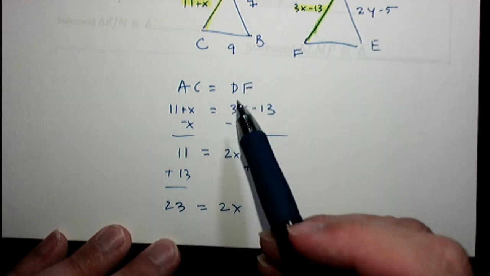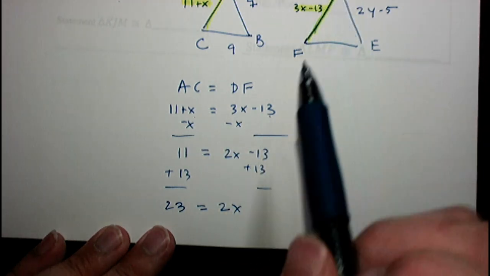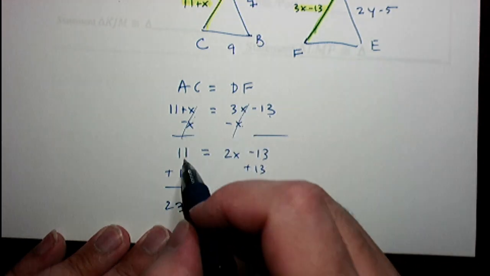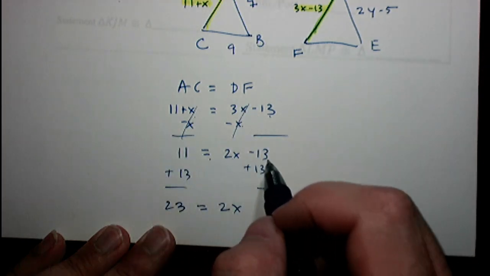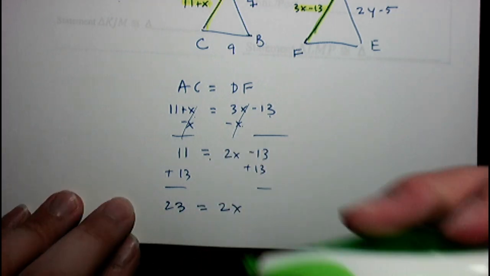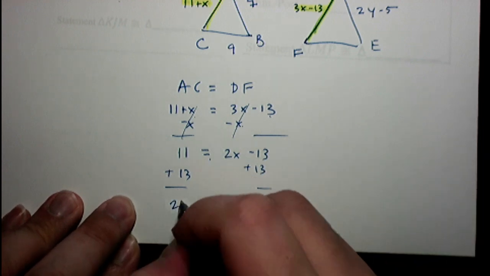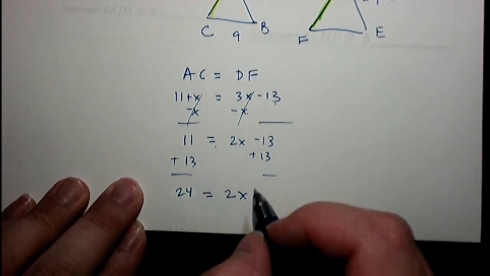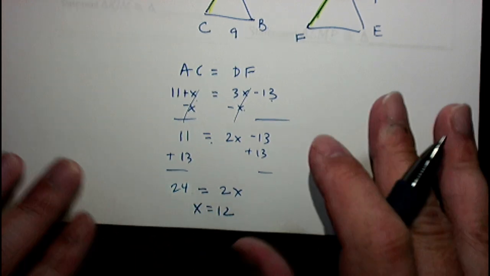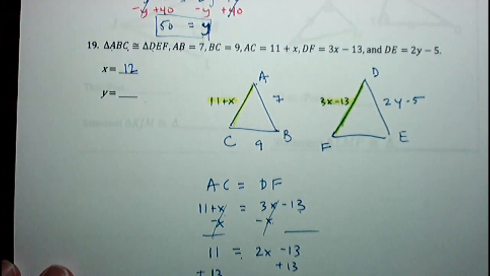Let me see if I made any mistakes here. So 11 plus x equals 3x minus 13, right? And then I'm going to subtract both sides by x. So I get 11 equals 2x minus 13. Add both sides by 13. This should be 24, not 23. So then now I'm going to divide, so x equals 12. So that is the value of x.